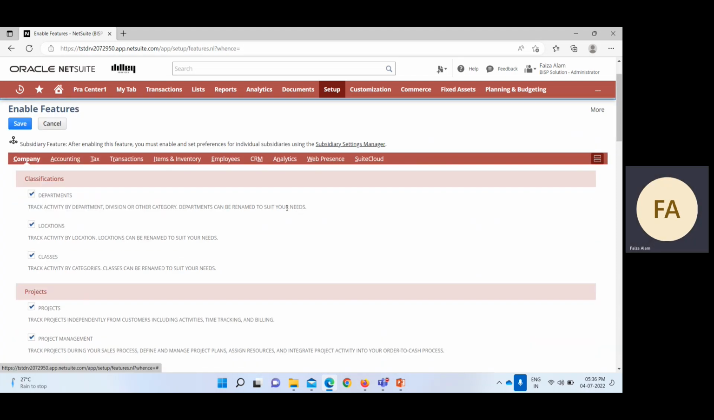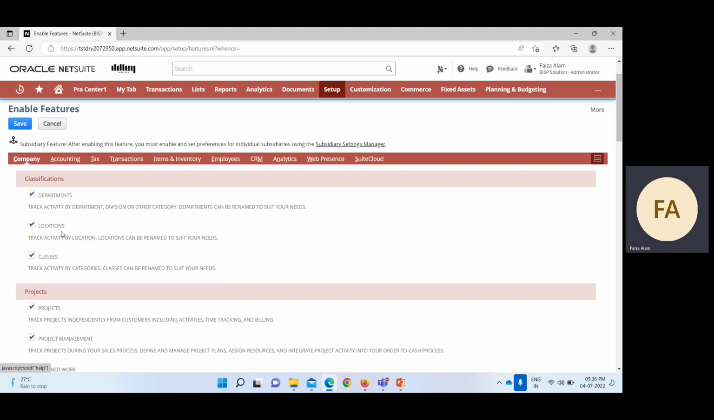So this is the Enable Features page, wherein we can enable the features relating to company, accounting, transaction, items, and inventory. For inventory, we are concerned with only these three subtabs, that is company, transaction, and items and inventory. So under the company, we have to enable this location feature.